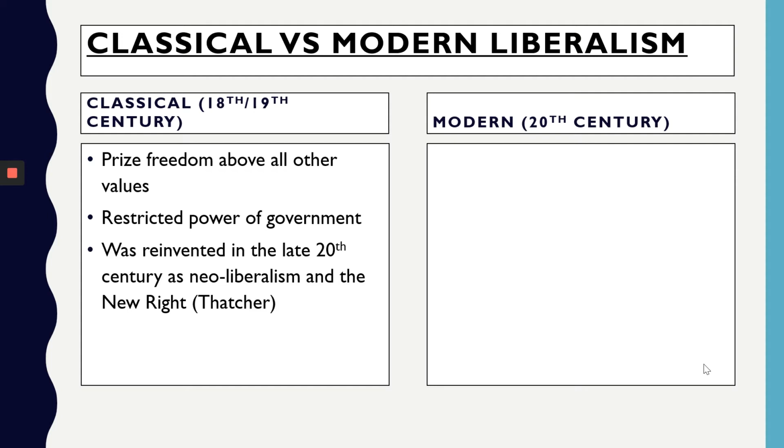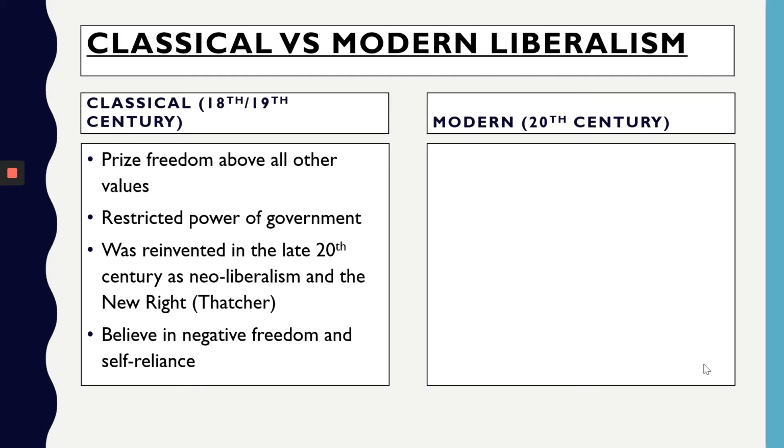It was reinvented in the late 20th century as neoliberalism, so a re-emergence of classical liberalism came about. And you can see this from the policies that Thatcher had and the sort of new right movement. And we'll look at that in a bit more detail later.